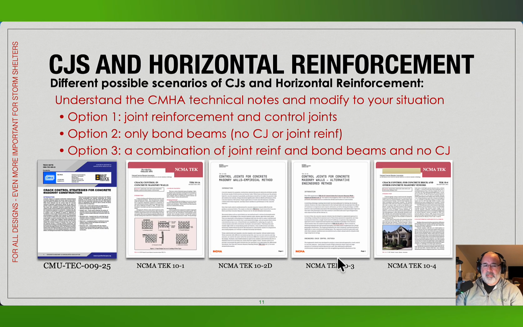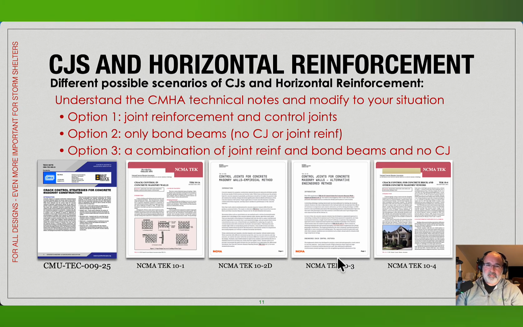They're all kind of laid out by, again, this tech guide 9-25, which is similar in the information that was in all the previous NCMA tech guides, 10-1, 10-2D, 10-3, or 10-4. So really a lot of different guides that are out there, but again, the one that we would want to use now is the one on the far left. So again, within that guide, it points to different types of options that you have for adding certain levels of joint reinforcement and control joints.